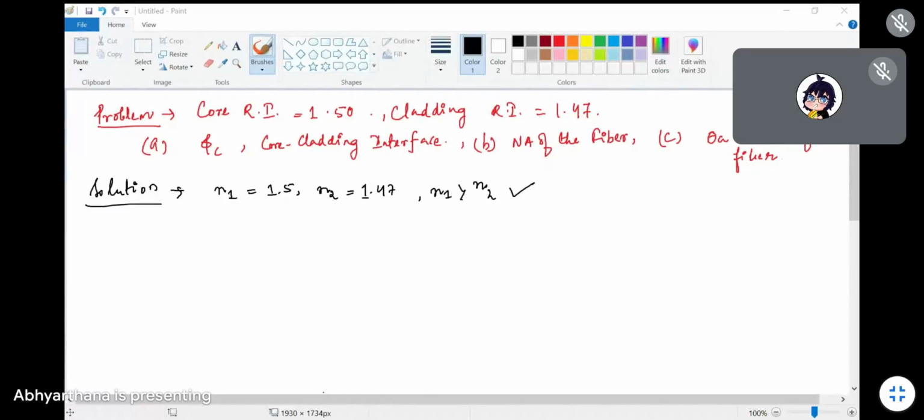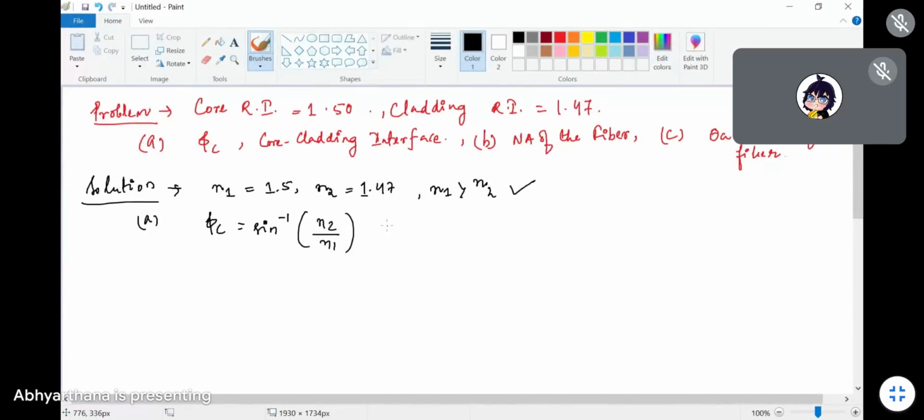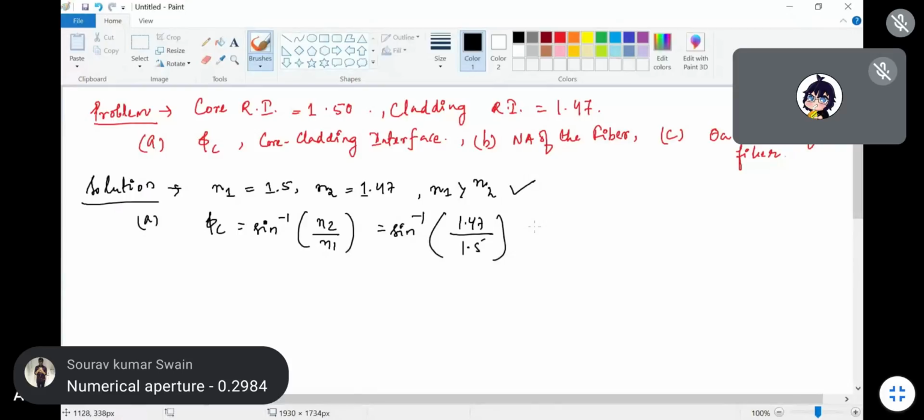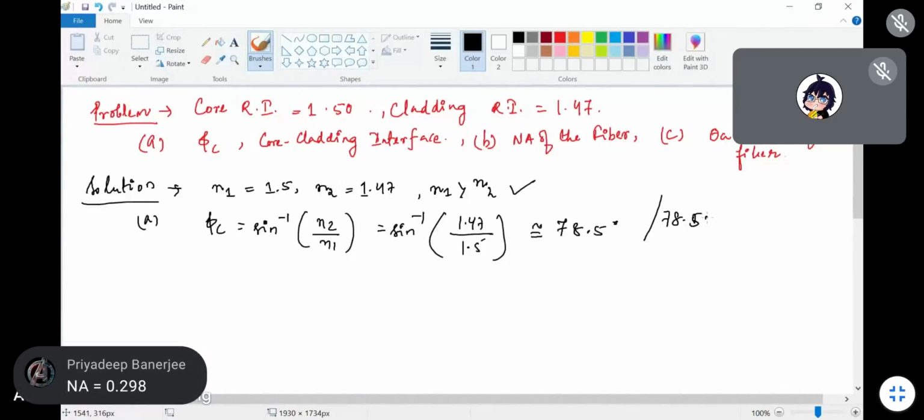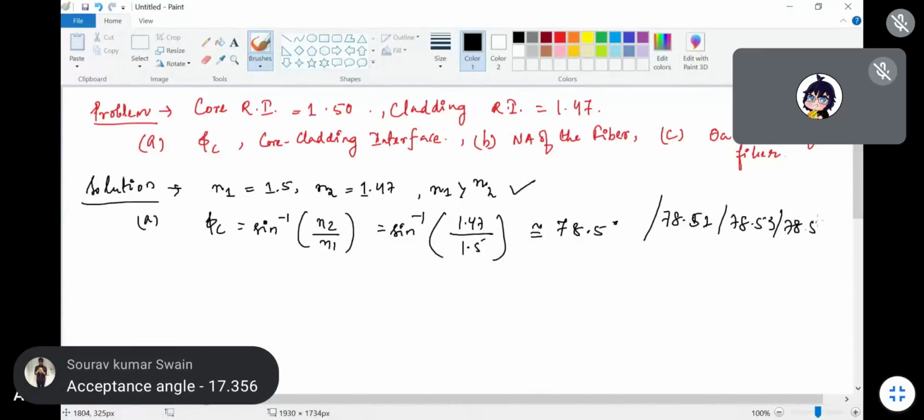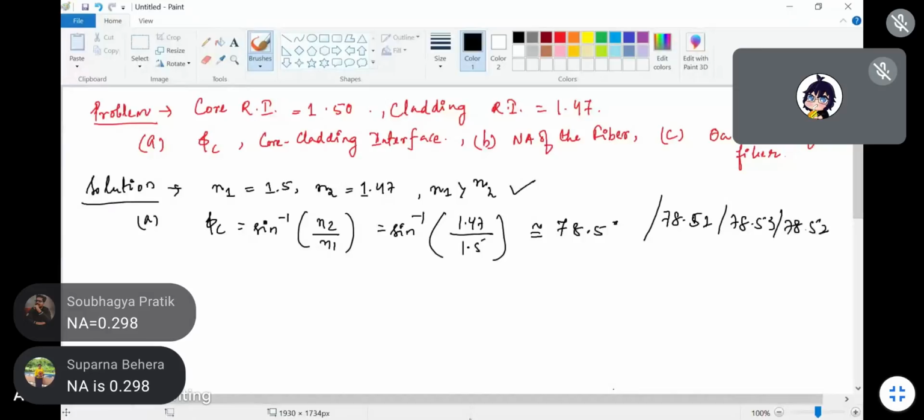What is the critical angle? It is sine inverse of N2 by N1, and you have both the information. I hope you have calculators with you. So it is 1.47 by 1.5, which is approximately 78.5 degrees, and many of you got 78.51 or 78.53 or 78.52. I'm just approximating it as 78.5, whatever it is, it's correct.